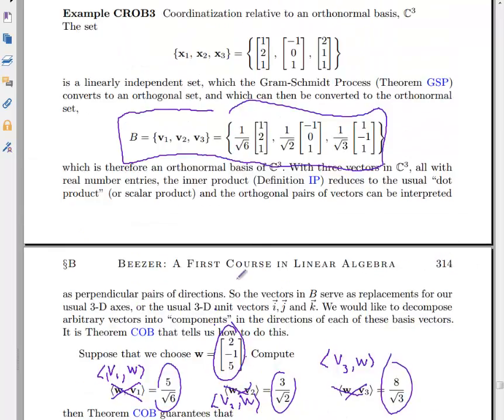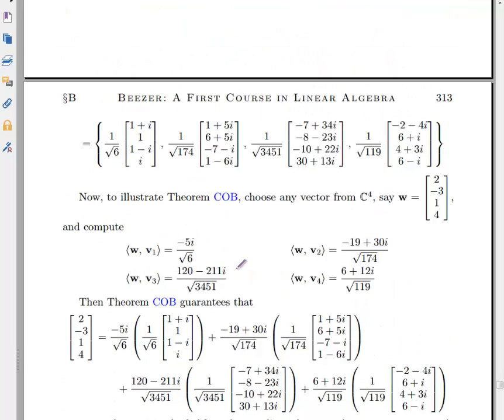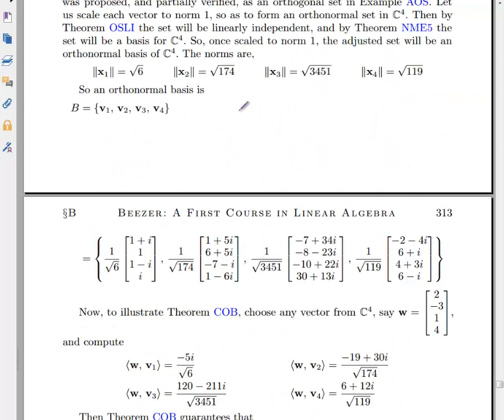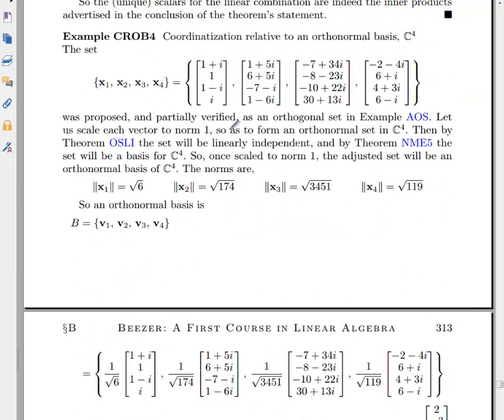Now, there's a slightly more complicated example up here. Well, not slightly, but somewhat more complicated example up here. Suppose we have a set of vectors here. Turns out that these vectors are orthogonal. It was verified before. To make an orthonormal set, you need to divide each vector by its length. Okay? Remember, how you compute length is you take the inner product of the vector with itself and then take the square root.